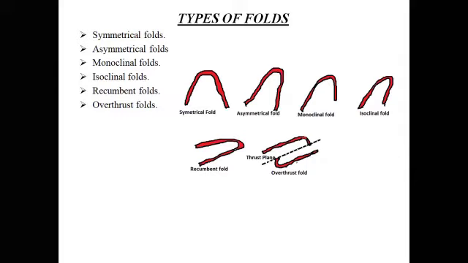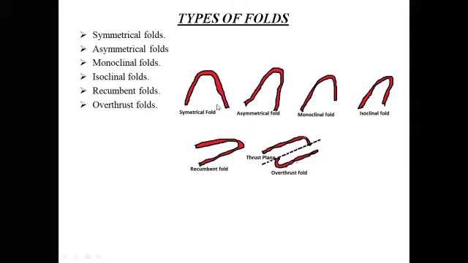Now in this symmetrical fold, both the limbs, this and this, will be at an equal angle. If you try to draw a straight line here and find out the angles, this angle and this angle will be equal. So such types of folds are called symmetrical folds.